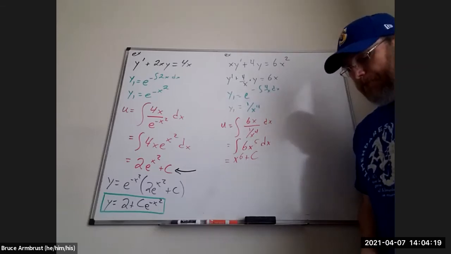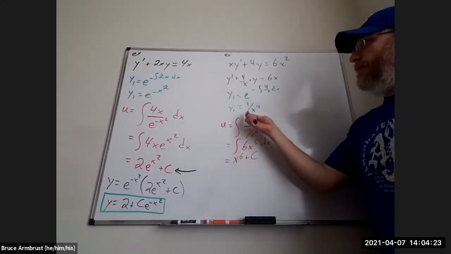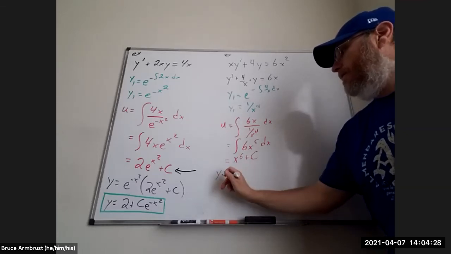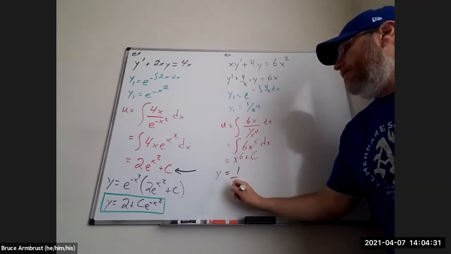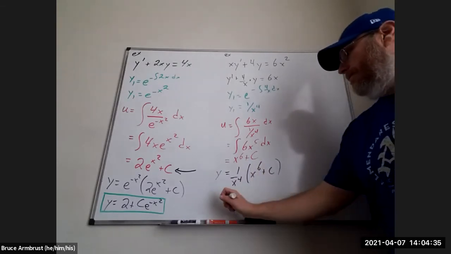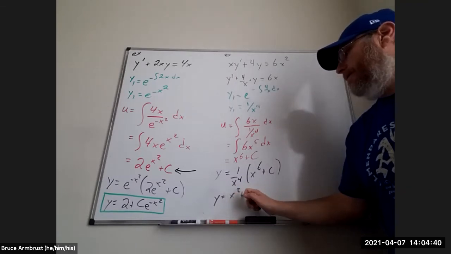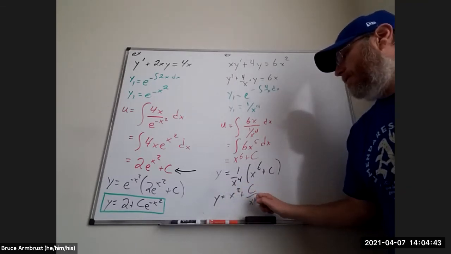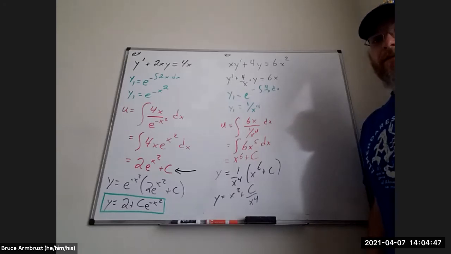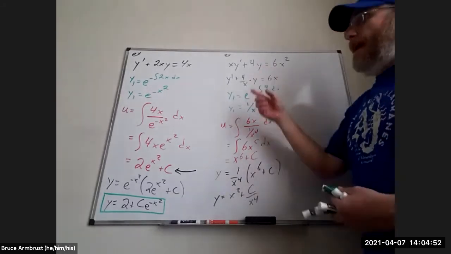All right, so then to get y, we're going to multiply this by our y1. So y is going to equal 1 over x to the 4th times x to the 6th plus c. So we get x squared plus c over x to the 4th. So there's the general solution to that differential equation.